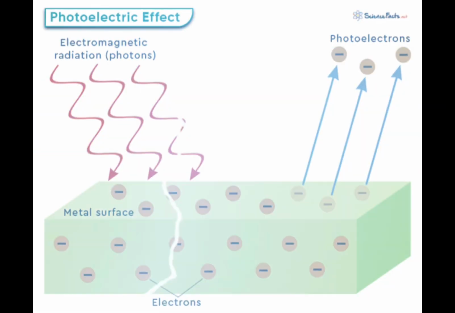This is the photoelectric effect. The photoelectric effect is the release of electrons from a material caused by electromagnetic energy. If a photon has enough energy, it can knock off an electron. The collision process produces the photoelectric effect.